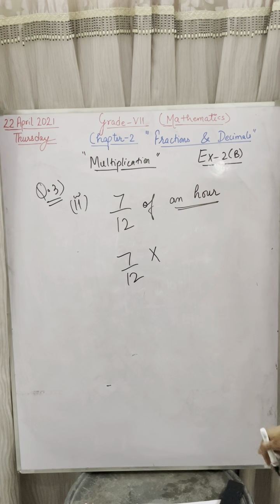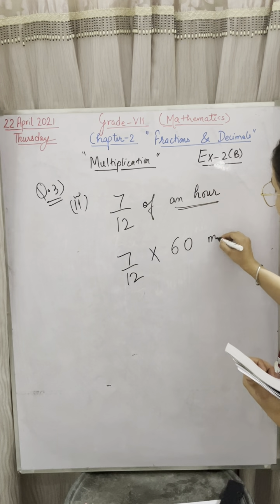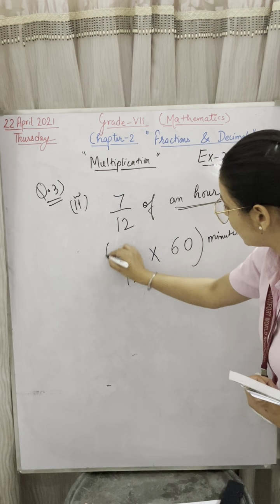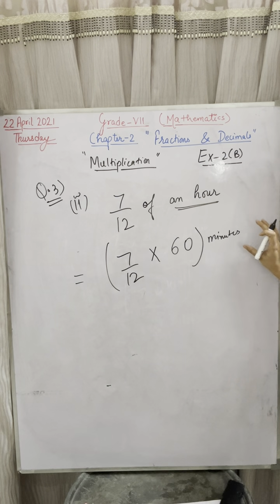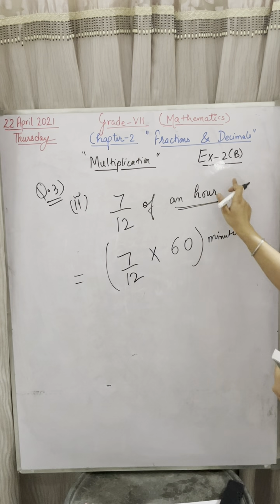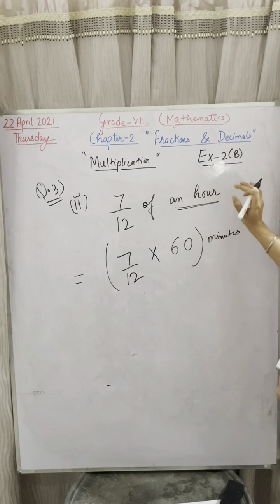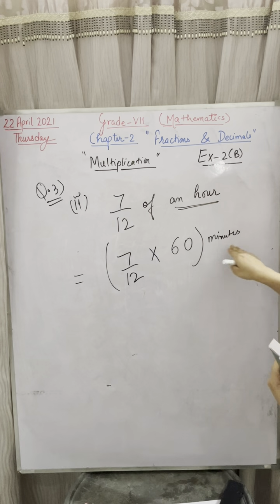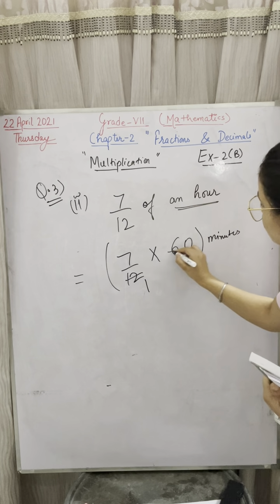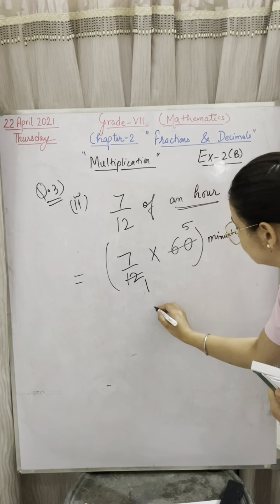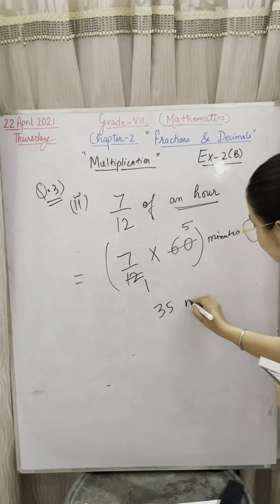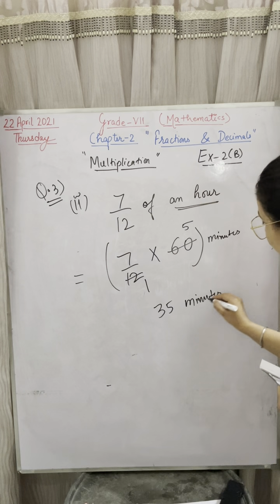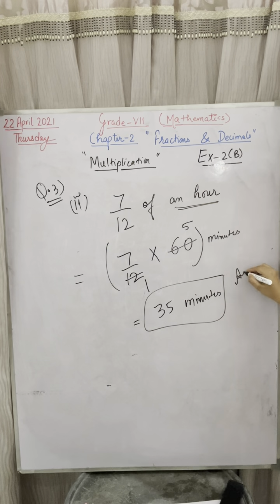60 minutes. Very good. So I am writing here 60, and minutes also. Minutes are my units now. Your answer will come in minutes. Hour was given, nothing else, so you can convert into minutes. So 12 ones are 12, 7 fives are 35, and minutes you have to write here. So 35 minutes is the answer. Clear everyone? Sure?